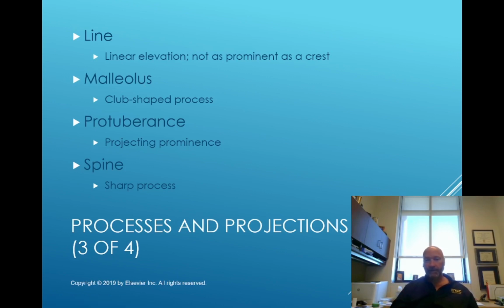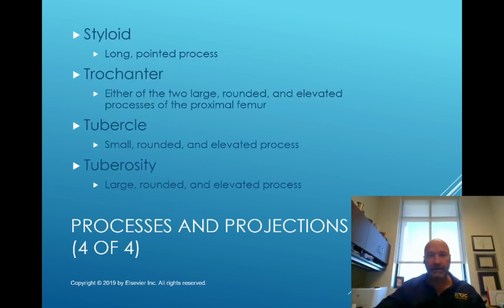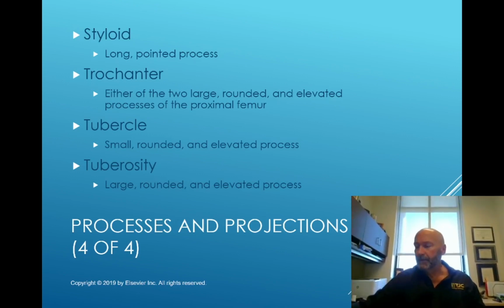Where you find those are on your ankles. Those knots on either side of your ankle, on the inside and outside, are your medial and lateral malleolus. A protuberance is just a projection. A spine is a sharp process. A styloid is a very sharp process, and you've got those throughout your body.